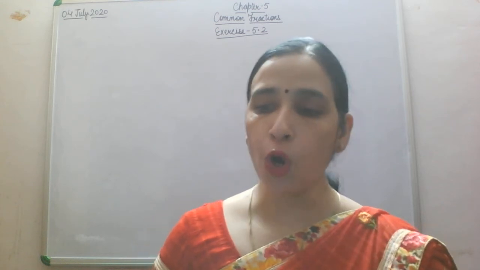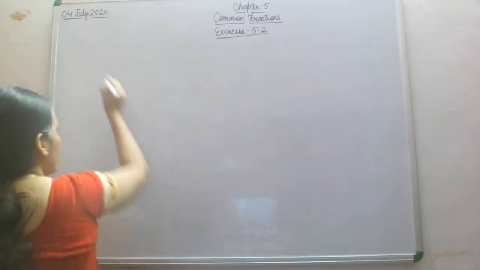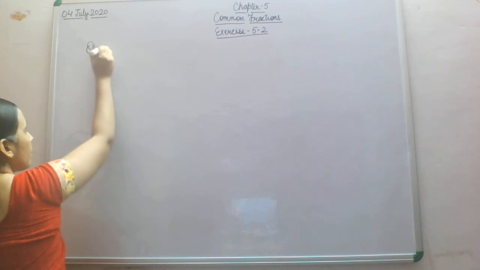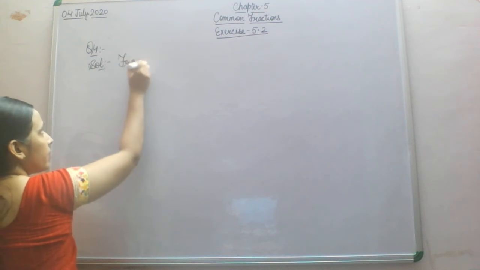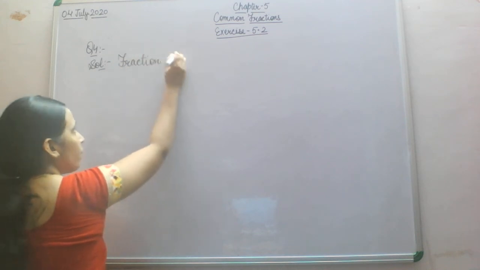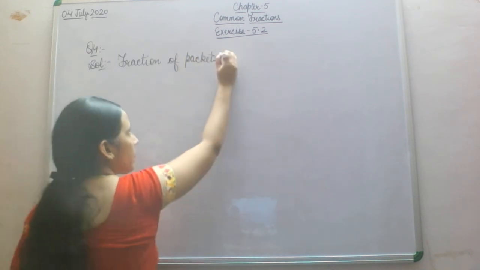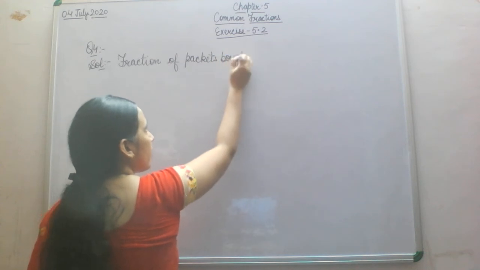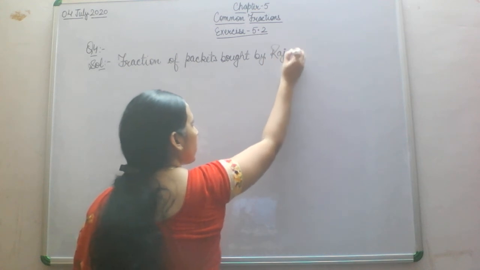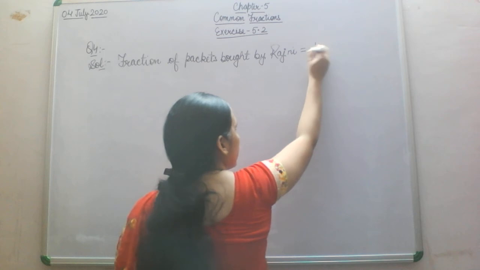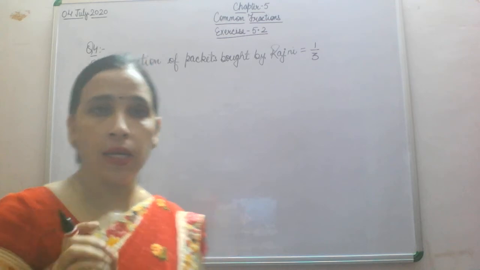Now the fraction of packets bought by Rajni, that will be your first statement. Fraction of packets bought by Rajni. How much fraction of packets was bought by Rajni? That is 1 by 3. Similarly, you will write the fraction of packets bought by Vicky. Now you will write it out.